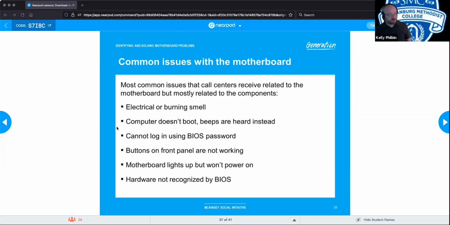Because it is very easy. I am not even kidding. It is very easy to put the front panel connectors in the wrong spot because these pins are tiny. And it's very easy to be over just one pin or the other. Yeah, also make sure the power supply is plugged in.